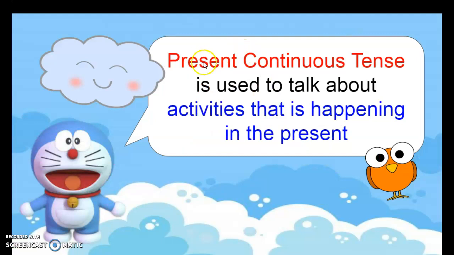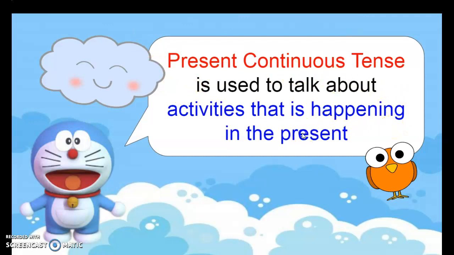Okay. Present continuous tense is used to talk about activities that is happening in the present. Okay, present continuous tense digunakan untuk menyatakan aktivitas yang sedang terjadi saat ini. Berarti kalau kita ingin menyatakan tentang kegiatan atau aktivitas yang sedang kita lakukan saat ini, maka kita menggunakan bentuk kalimat present continuous tense. Get it?